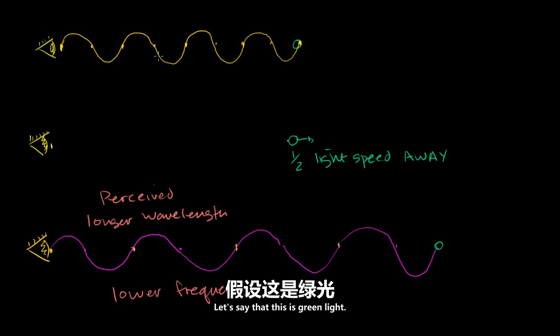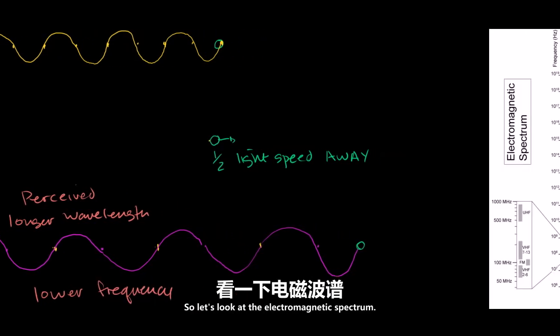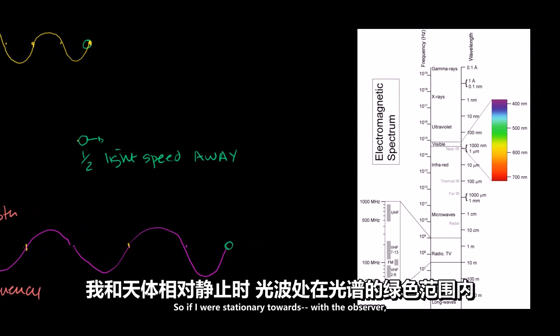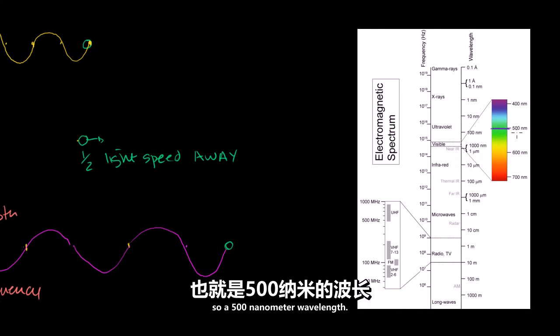So what would that do to the perception of the light? Let's say that this is green light. So if we were stationary with the observer, it would be green light. So let's look at the electromagnetic spectrum. I got this off of Wikipedia. If I was stationary with the observer, we'd be in the green light part of the spectrum, at a 500 nanometer wavelength.